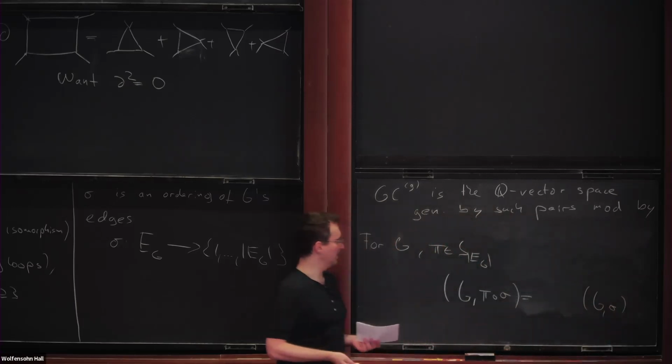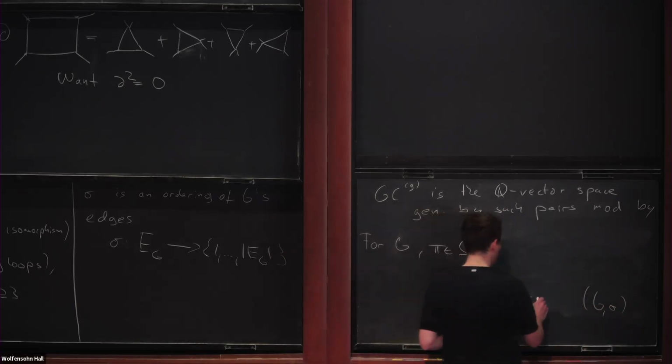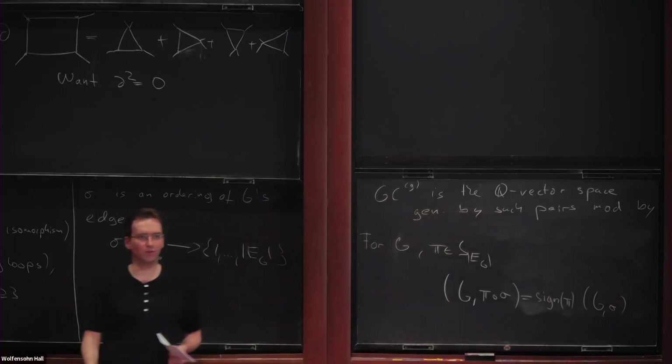we just leave the edge labeling alone, but we want to pick up a sign, and the sign is precisely the sign of the permutation with which we permuted the edges around.